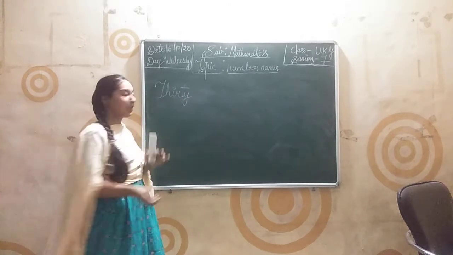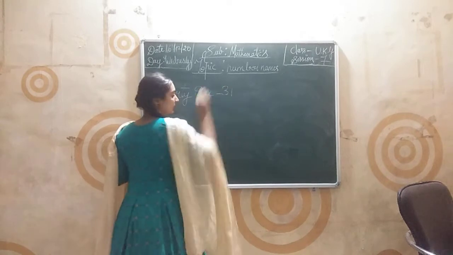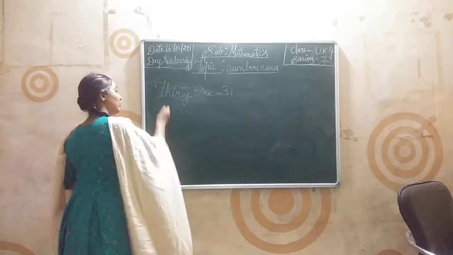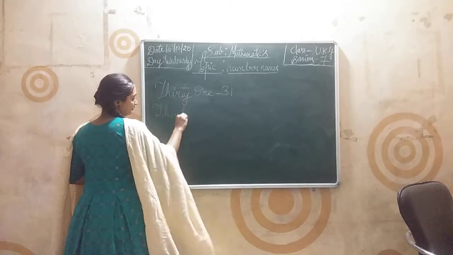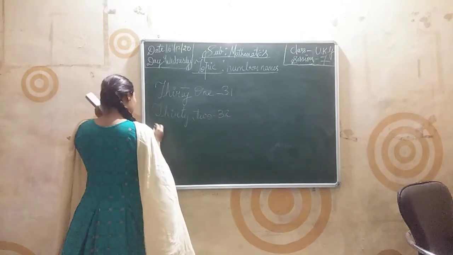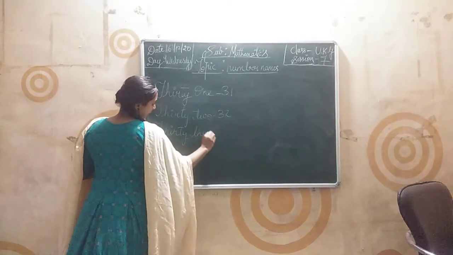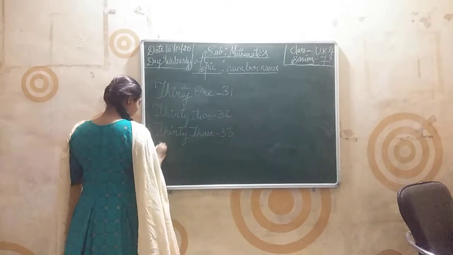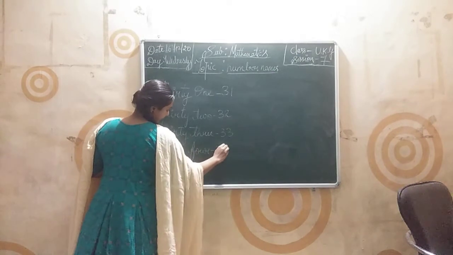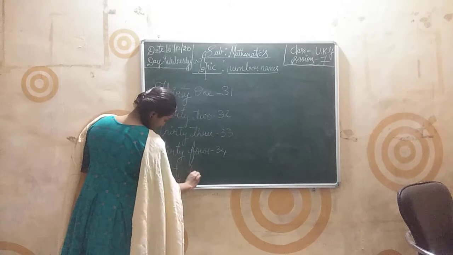To write 31, we have to add the spelling of 1, O-N-E, then it becomes 31. Are you understanding? Next, 32: we write the same spelling, 30, then 2. Then 33, 34, 35.